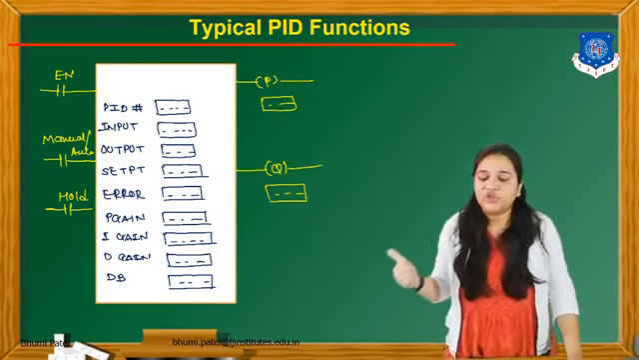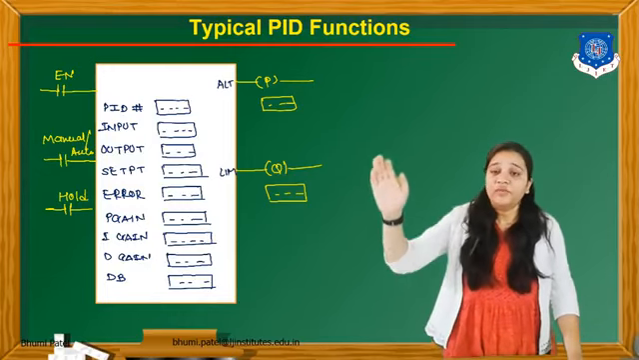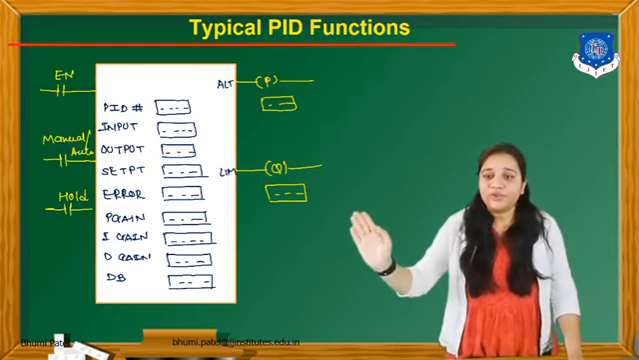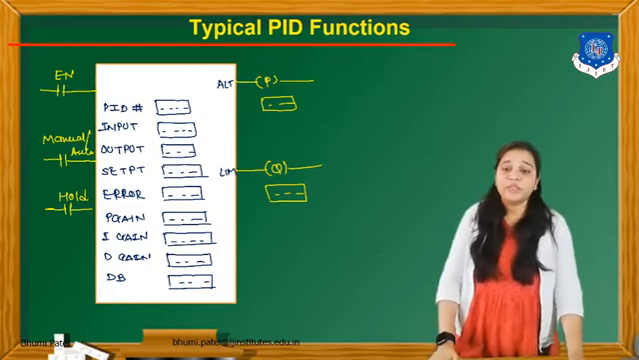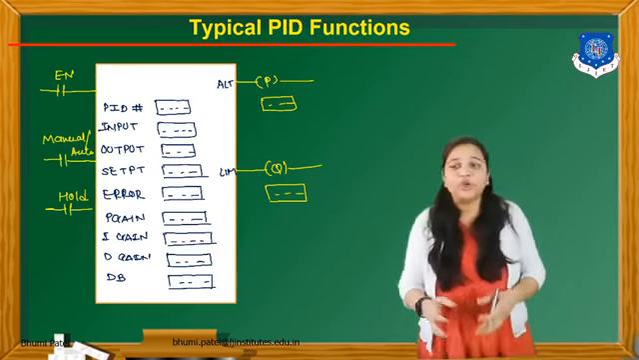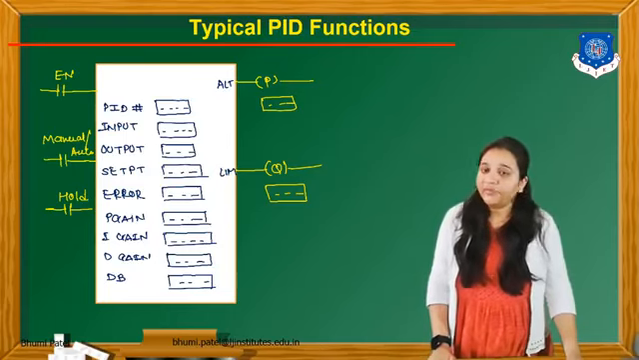So this is the actual block format of the typical PID function, and here we can use a limb function and alter function. As you know, the limb function is used as the comparison function: if we want to check the value between these two values, at that time we can use the limb function.